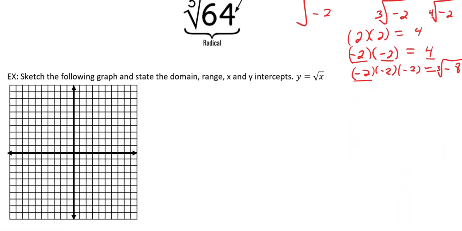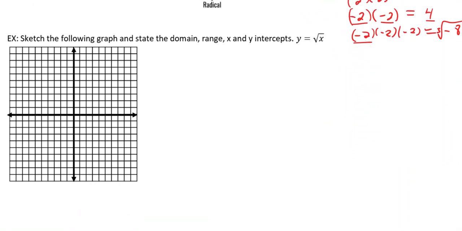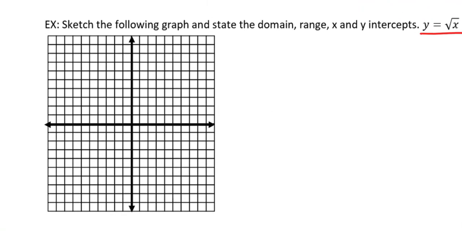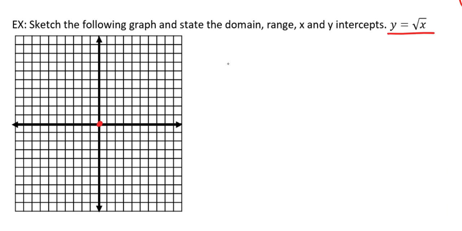Okay, so let's sketch the following graph and state the domain and range and x and y intercepts for just our standard y is equal to the square root of x. So what we can do here, we know that it's going to be starting at the origin, the point (0, 0). And then when x is 1, what would y be for y is equal to square root of x? Well, if I threw a 1 in there, that'd be the square root of 1, that would still be 1.